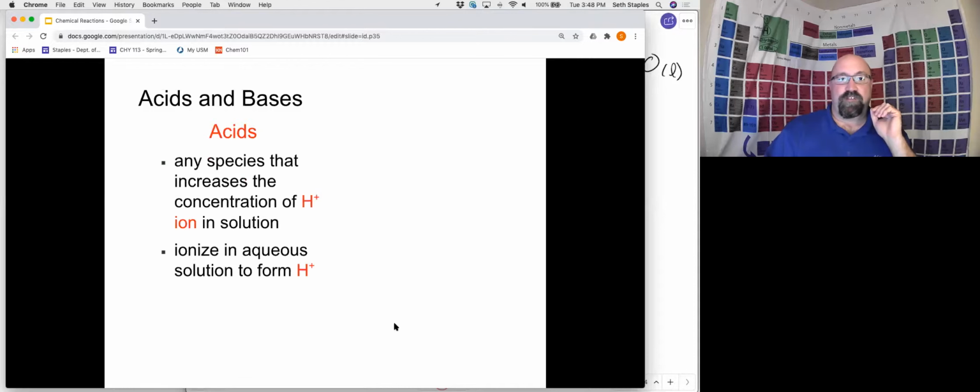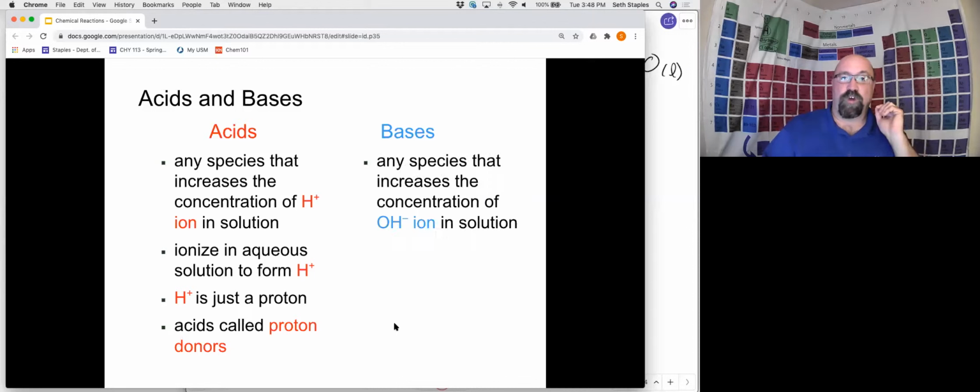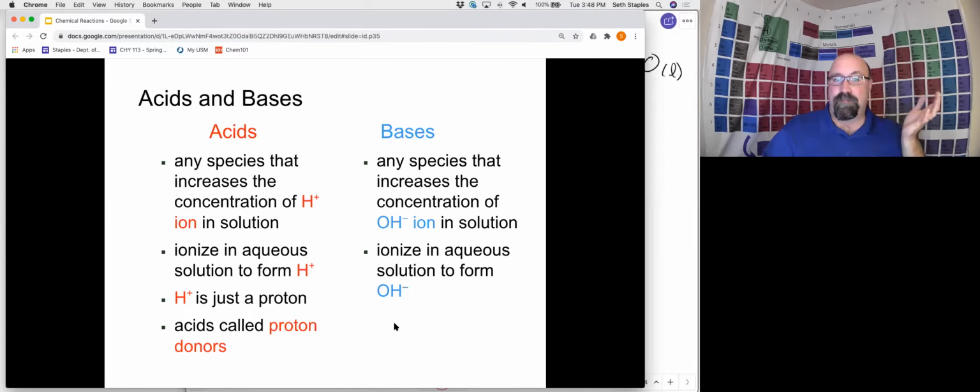And so just as a recap, acids are any species that increase the amount of protons, increase the amount of H plus. They'll ionize in aqueous solutions to form some H plus. Remember that H plus is just a proton. So we call acids proton donors. Bases are anything that will increase the amount of OH minus. They might ionize, or they do ionize in aqueous solution to form OH minus, and bases are often called proton acceptors.